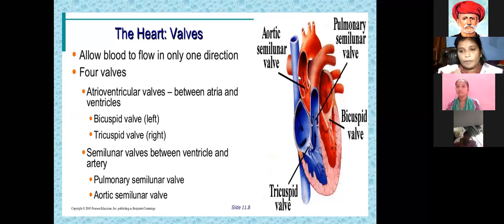Next, I will give some explanation of the valves. How many valves are there in our heart? Four valves, madam. See, in this picture, observe very carefully. Four valves are there. The main function of the valves is to allow blood to flow in only one direction. What is the main function of valves? Allowing blood to flow in one direction.